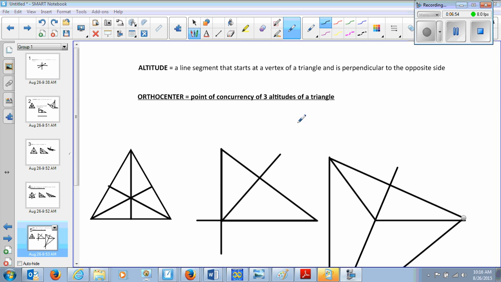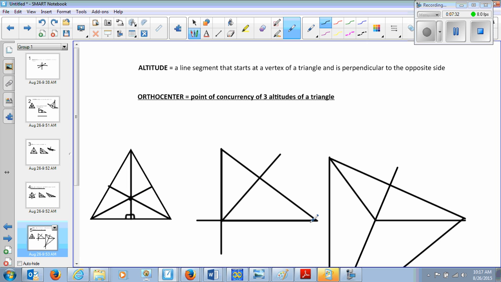Lastly, we get to the orthocenter, which is the point of concurrency of 3 altitudes of a triangle. Now, an altitude is a line segment that starts at a vertex, so a top or an angle of the actual triangle, and is perpendicular to the opposite side. So let's look at the different cases that we have here. Here's the equilateral triangle. Again, we start at the vertex and we go perpendicularly, and really it's going to be in the exact same place as all the other ones. So equilateral triangles are special. The incenter, orthocenter, circumcenter, and the centroid are going to be located in the same place.